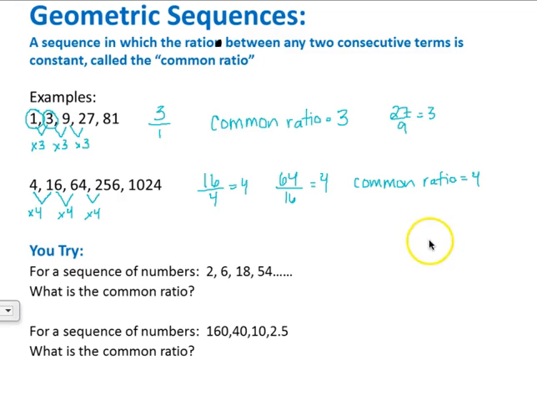So now I want you to try. Look at these next two sequences and tell me the common ratio. Remember, you're only going to have a common ratio if you have a geometric sequence. So go ahead and click pause and try these next two problems on your own. Find the common ratio of each sequence.